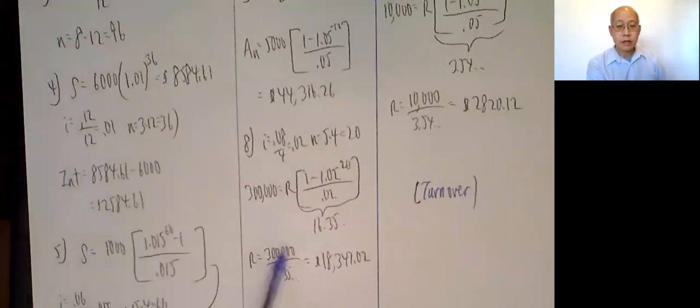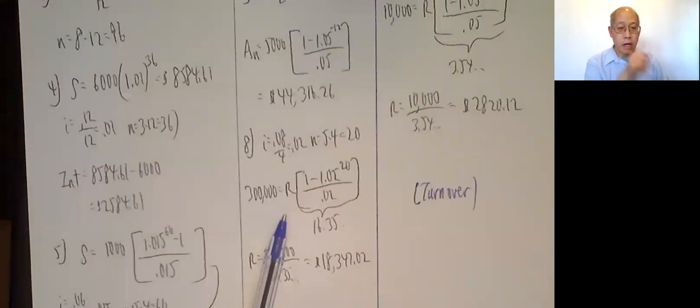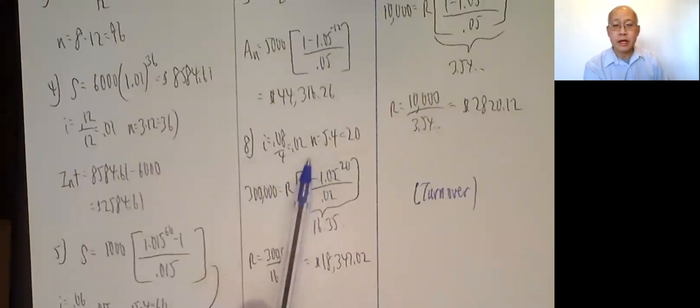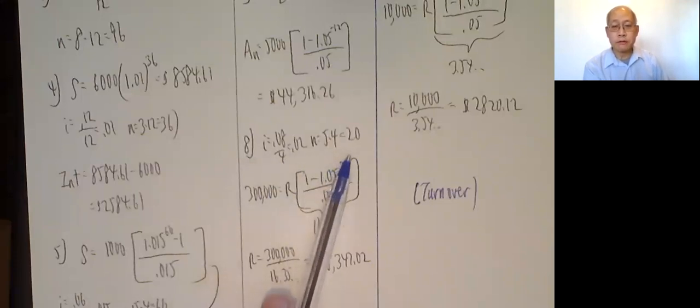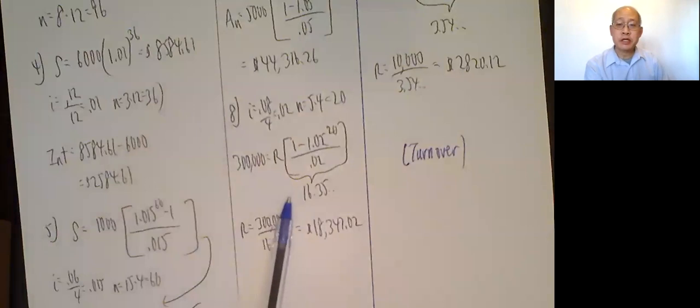Number 8, the $300,000 is the present value. Okay, we're trying to find out what the payments would be, the periodic payments would be. So quarterly, 0.08 divided by 4 is 0.02. N is 5 times 4, which is 20. So 300,000 equals R, 1 minus 1.02 to the negative 20 divided by 0.02. About 16.35. Divide by that 16.35 and so on. 18,347.02.